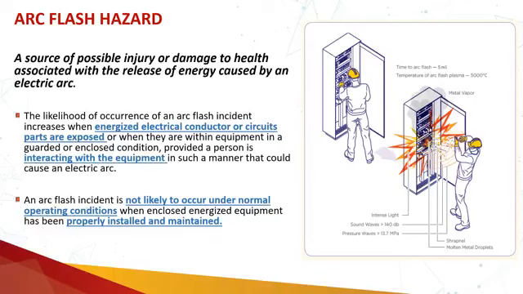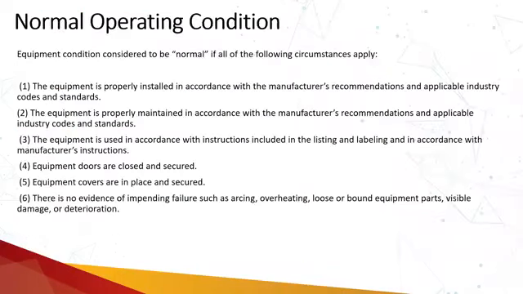Please confirm. No, sir. Okay. So what is normal operating condition? In order for equipment to be under normal operating condition, these 6 requirements need to be fulfilled. If these 6 requirements are fulfilled, then we term that equipment as under normal operating condition. First, the equipment is properly installed in accordance with manufacturer recommendations and applicable industry codes and standards. So the equipment was properly installed as per the manufacturer recommendation or industry codes and standards.